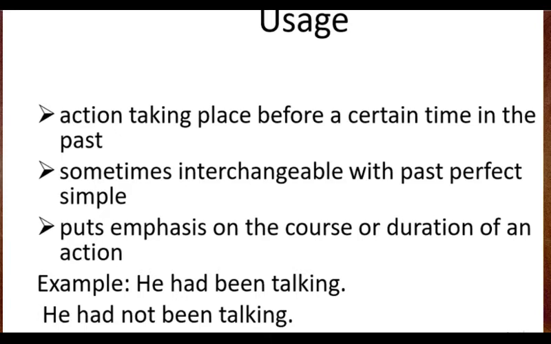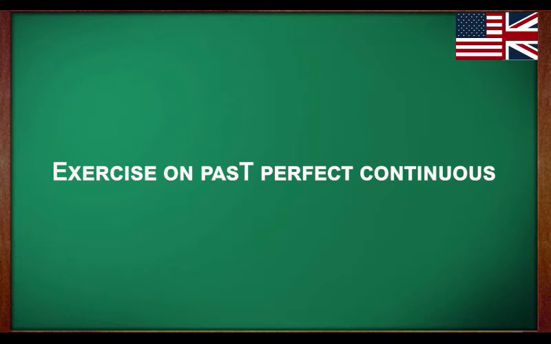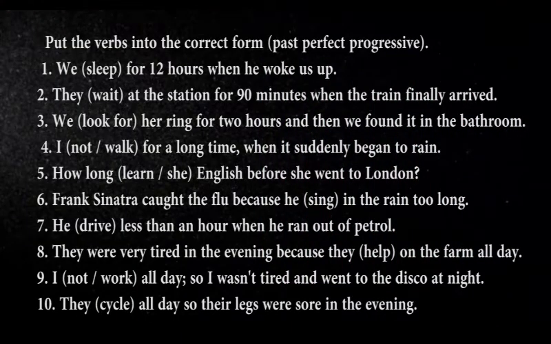Let's look at those three examples. He had been talking. He had not been talking. Had he been talking? Here, we use the positive form, the negative form, and the interrogative form. Now, here's an exercise to practice your past perfect continuous.